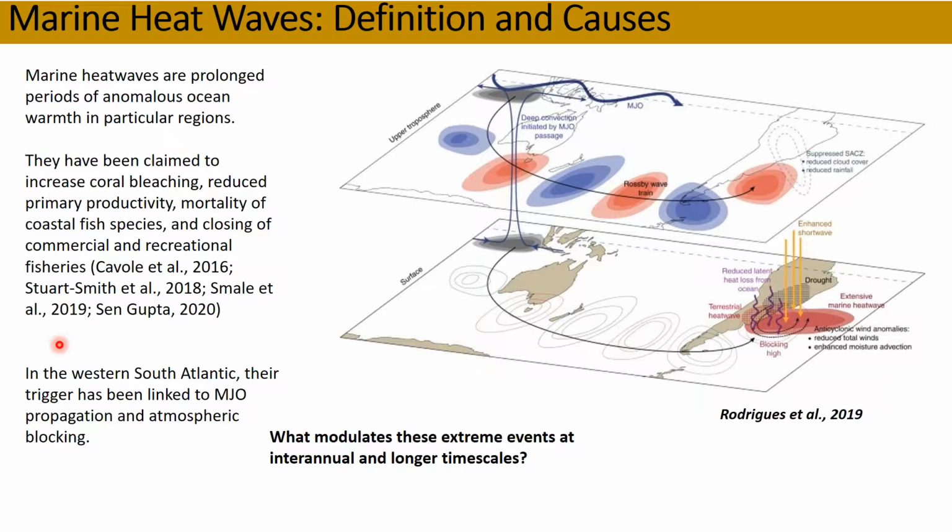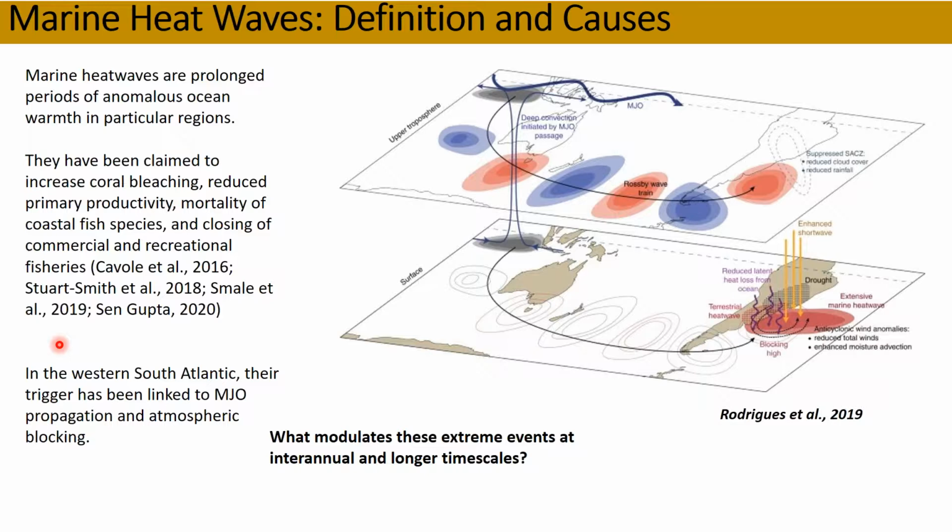This oscillation has a Rossby wave train coming all the way from the Pacific Ocean, and depending on its phase when it reaches the western South Atlantic, if it's a positive anomaly, it can cause a reduction of the cloud cover, so we have a stronger shortwave incidence over the ocean, which warms it. At the same time it reduces the winds, and so it also reduces the latent heat flux. So both effects tend to increase the temperature.